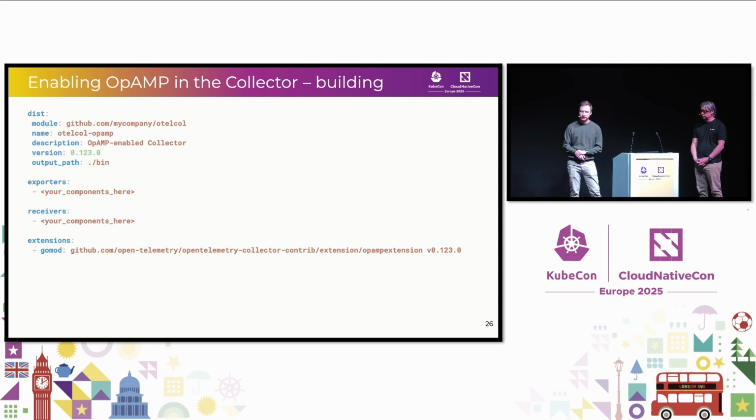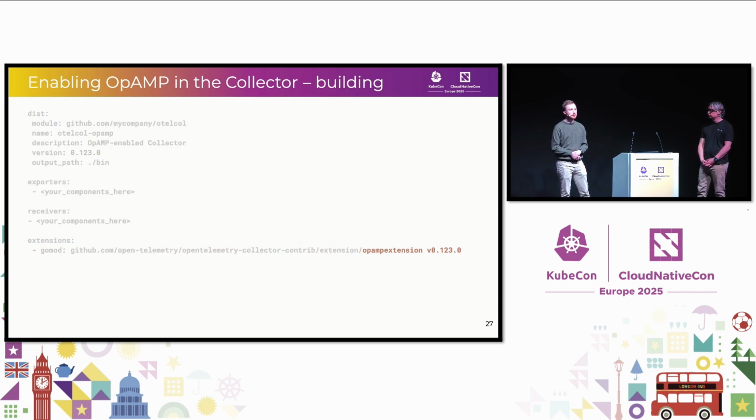So here's an example manifest for OCB. Basically, on the top here, what you have is just some metadata around your distribution, and then the rest of the keys are whatever components you want in your collector. The key point here is that the only thing you need is the OpAMP extension. It's fairly easy to enable OpAMP support in a collector.